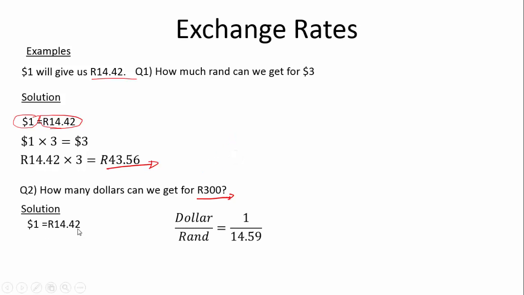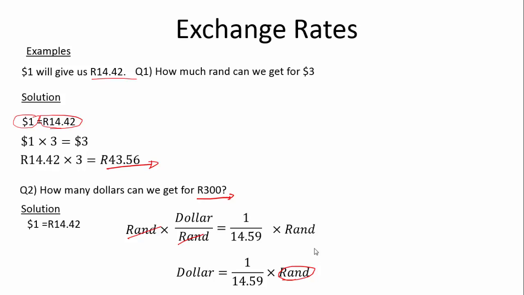$1 equals 14.42 rand. So the dollar over the rand is $1 will give you 14.42 rand. What if we times both sides by rand? What we do to the left, we've got to do to the right. What happens here? Those cancel out, just like we did on the previous page. So now we have an equation where our dollar is 1 over 14.42 times the rand. And now we just have to put in 300 over there. That's very easy. And that's 1 over 14.42 times 300, and that's $20.56 or American cents.